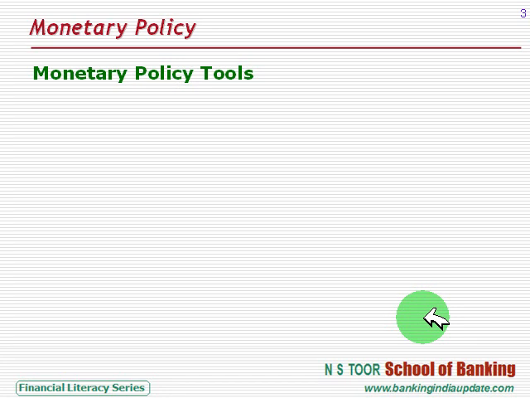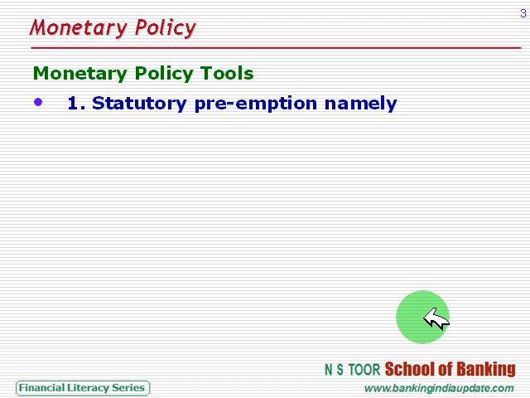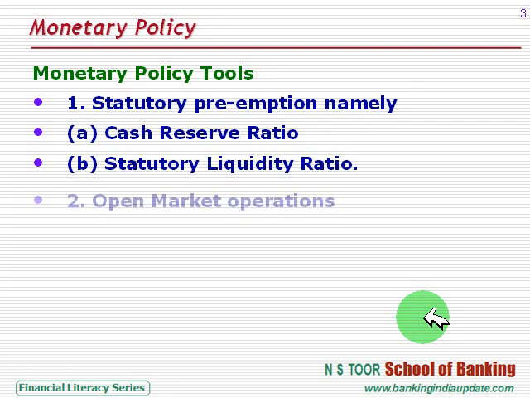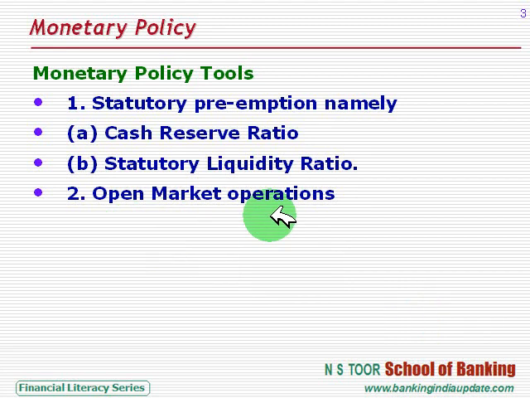What are the monetary policy tools? RBI makes use of different monetary tools to apply the monetary policy effectively. So these tools include: number one, statutory preemptions, namely cash reserve ratio, statutory reserve ratio. Second, open market operations, that is sale and purchase of government securities by RBI in the open market.